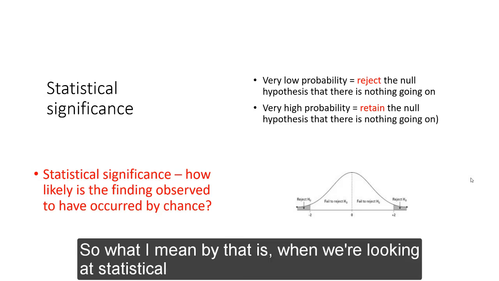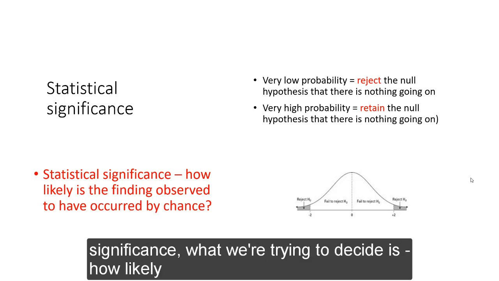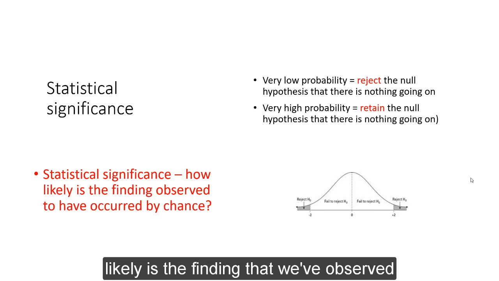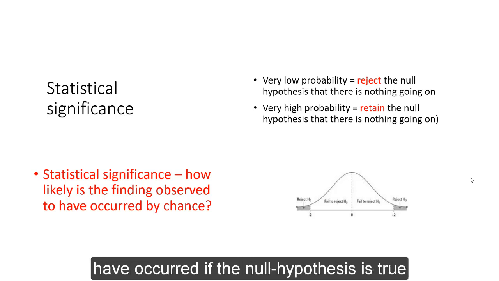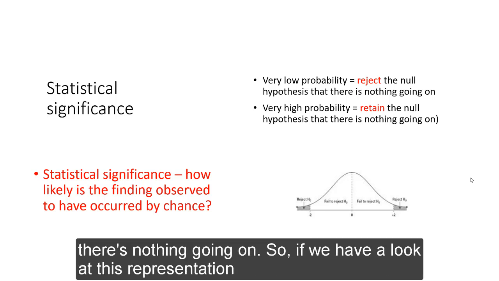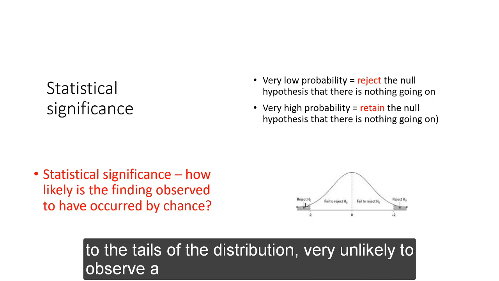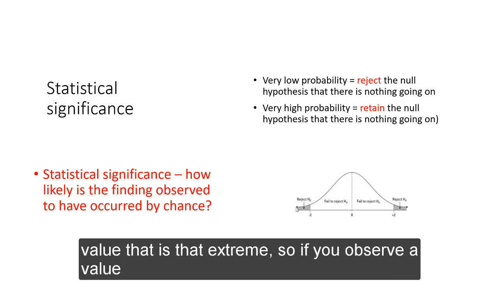So what I mean by that is, when we're looking at statistical significance, what we're trying to decide is how likely is the finding that we have observed to have occurred by chance? How likely is the finding that we've observed to have occurred if the null hypothesis is true, that there's nothing going on? And so if we have a look at this representation here, what we're saying is that when you get to the tails of a distribution, it's very unlikely to observe a value that is that extreme.